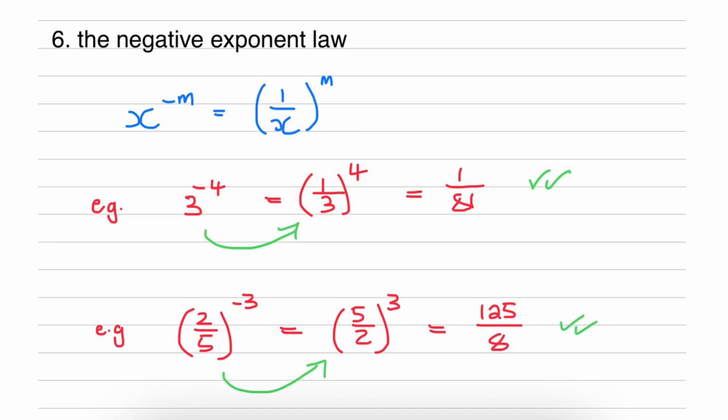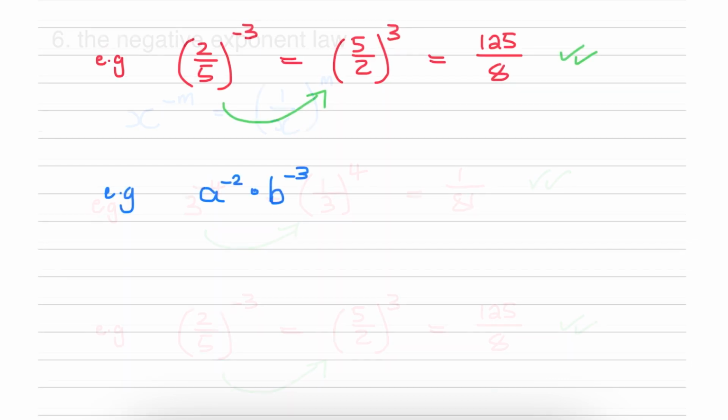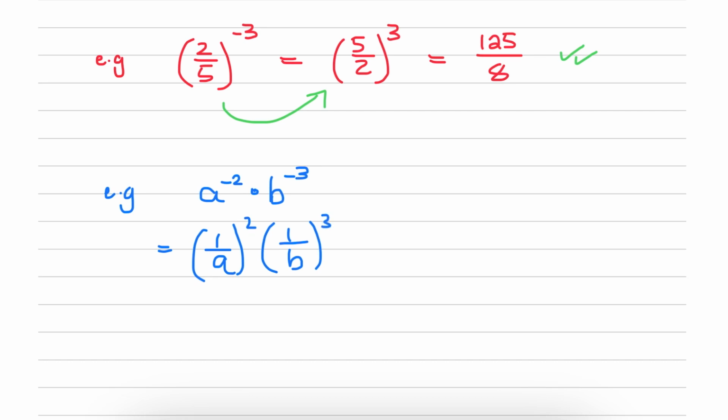Okay, let's have a look at maybe 2 more examples, but this time using algebra. So here we have a to the power of negative 2 times b to the power of negative 3. If we were to reciprocal the values a and b, we should get 1 over a and 1 over b. And then raise it to the power of the positive exponent, which would be 2 and 3. This should then simply be 1 over a squared multiplied by 1 over b to the power of 3, which is then simply equal to 1 over a squared and b to the power of 3.